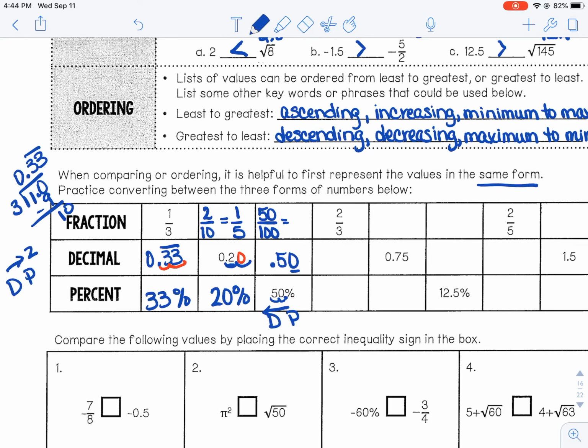And 50 over 100 can be simplified down to 1 over 2, because 50 goes into 50 1 time, and 100 is divided by 50 2 times.